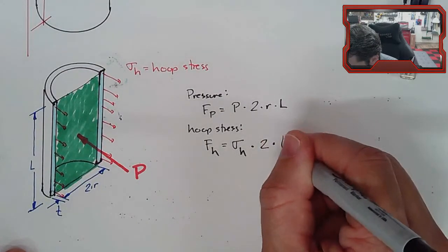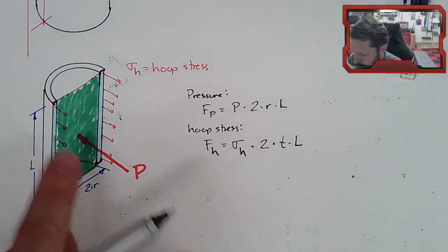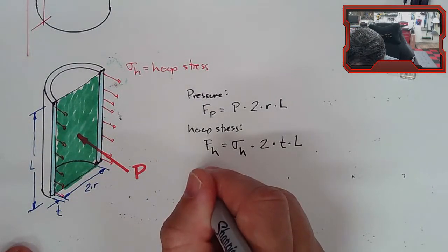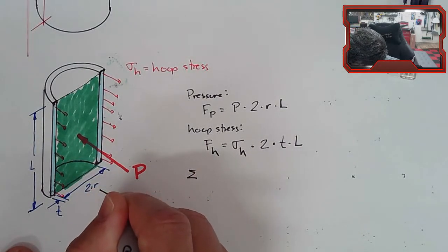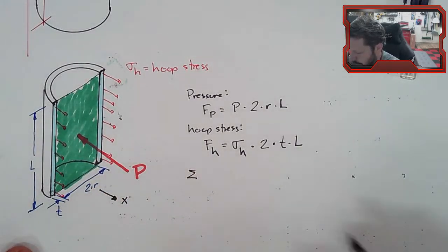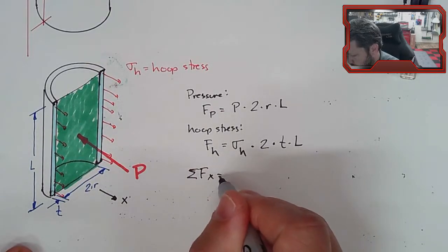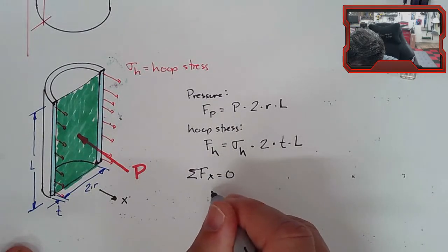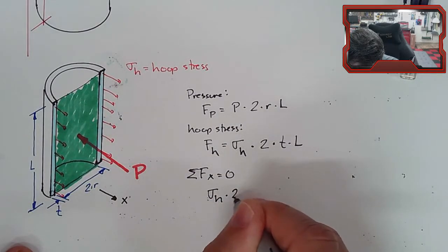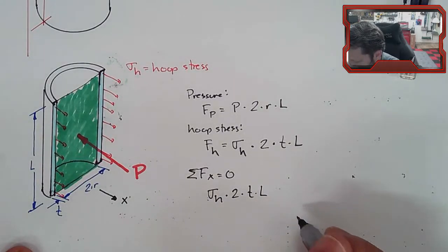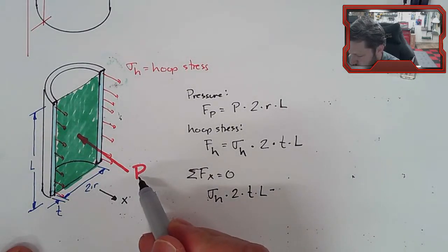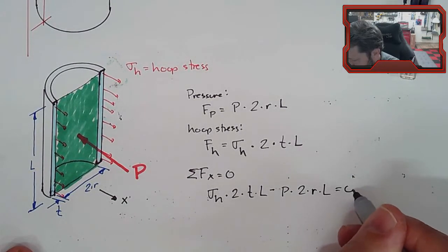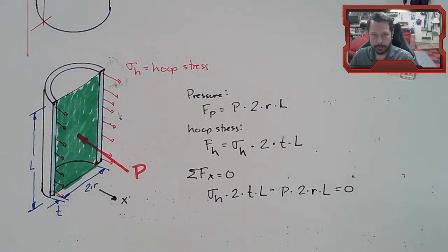So 2T times L. And then we'll do summation of forces in whatever direction you want to call this. We'll call that the X direction. There we go. Summation of forces in X equals 0. So I've got the one with the hoop stress, which is FH. So sigma H times 2 times T times L minus the force associated with the internal pressure, P times 2 times R times L. Those have to add to 0 or else it is exploding.